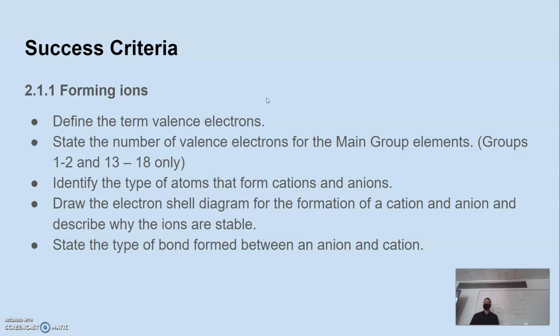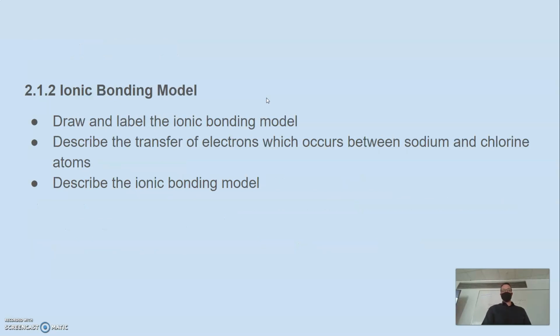Identify the types of atoms that form cations and anions. We'll talk about those. Question? Nothing? Cool. Draw the electron shell diagram for the formation of cation and anion. Describe why ions are stable. State the type of bond formed between an anion and cation. The ionic bonding model we will look at. We want to be able to draw and label the bonding model. Describe the transfer of electrons and describe the ionic bonding model.